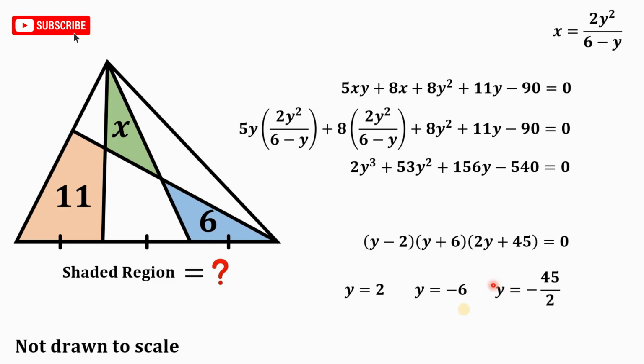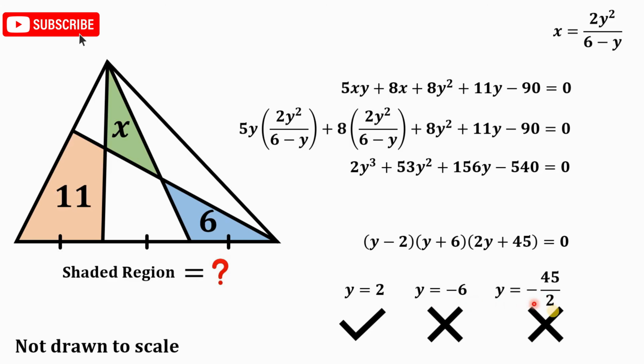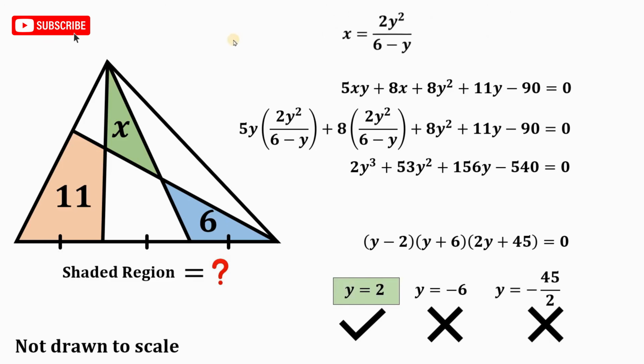But take note, variable y also represents an area. In short, it cannot be a negative number. So y equals negative 6 cannot be the value of y, and also negative 45 over 2. So what we need here is the value of y equals 2. Now, we know the value of y equals 2. In short, we can now get the value of x.